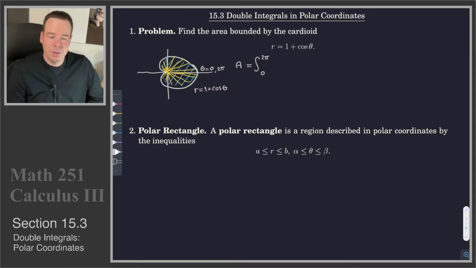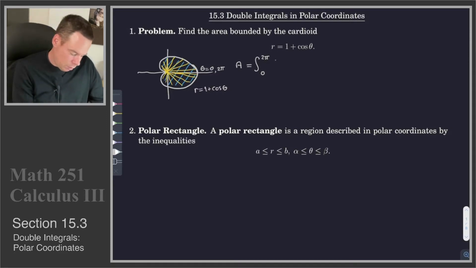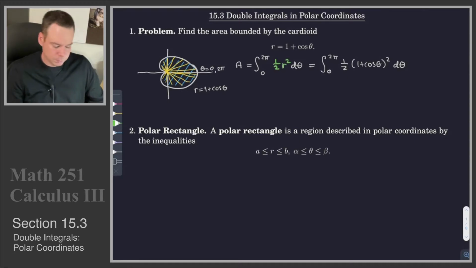And then what is the integrand? Well, the integrand, as we found in Calculus 2, is 1/2 r squared d theta. Or in this case, since r is 1 plus cos theta, this is the integral of 1/2 (1 plus cos theta) squared d theta. Now I'm going to put this 1/2 r squared in a different color. So that was the result we learned in Calculus 2.